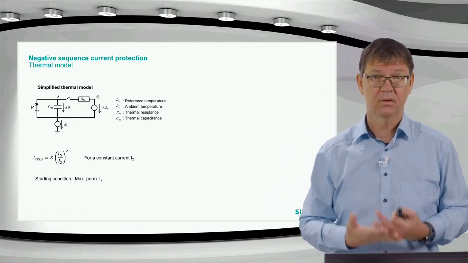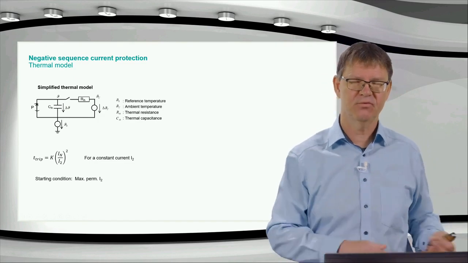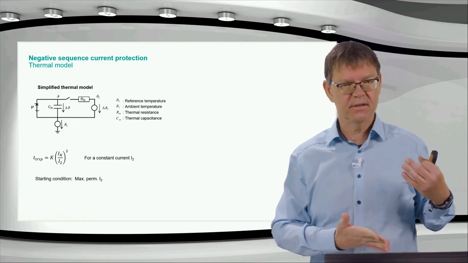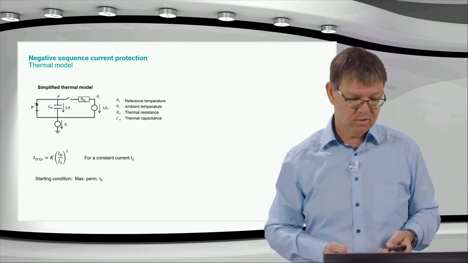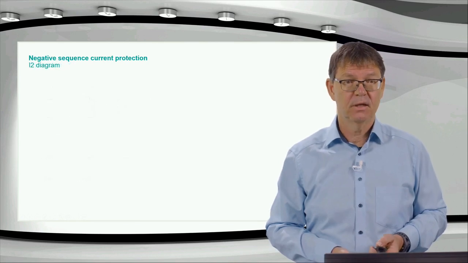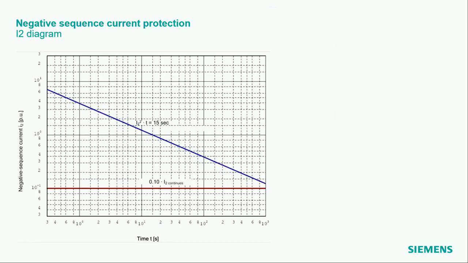Also here we need a starting condition. Here it's not like the starting current as we had before with the starting time supervision. Here it is the maximum permissible negative sequence current. So this is a value you need to get from the motor manufacturer. Often you get a diagram which looks like that. You have the negative sequence current in per unit, and here the maximum time which is allowed. Now we see this red line, this is 10%, 10 to the minus 1. This is the line which is continuously allowed. So in that case, for this motor, 10% negative sequence current is always allowed permanently. So this would be our starting criterion here.